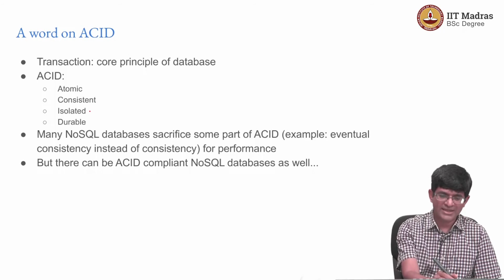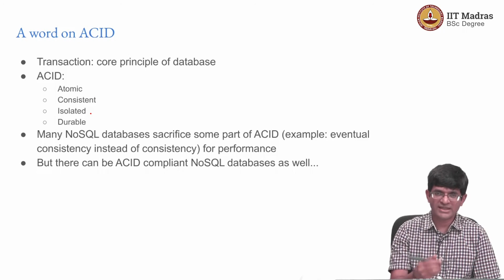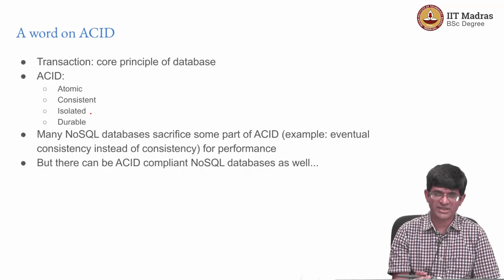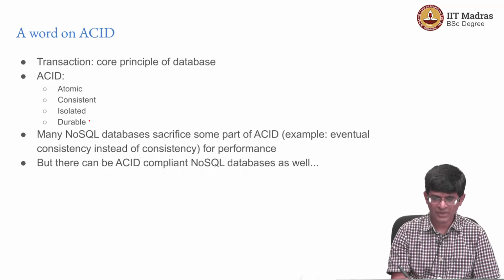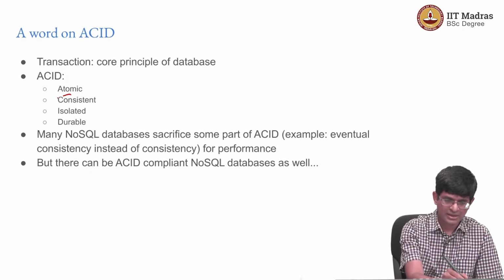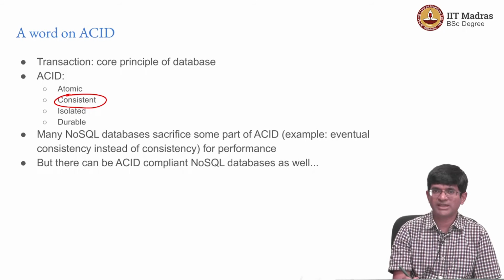Isolated means one series of transactions should not interfere with another series of transactions which is happening. The result of a transaction should be independent of whether something else happened in between or not. And finally, durable, also to indicate that it should actually get saved to permanent storage at some point. Now in all of these, the consistent part of it is probably the hardest one for a lot of databases to manage, especially when you want to start scaling.